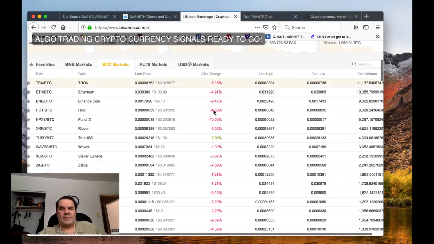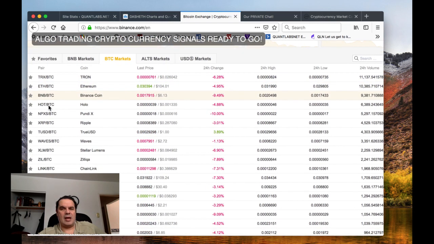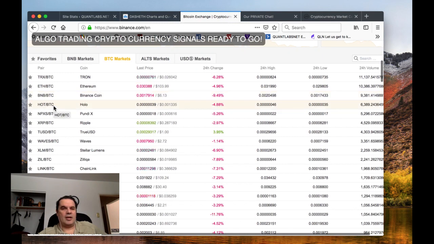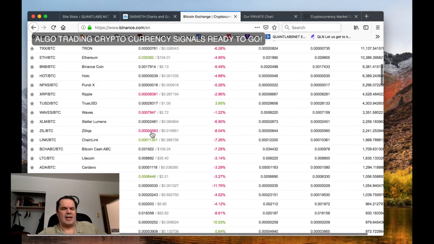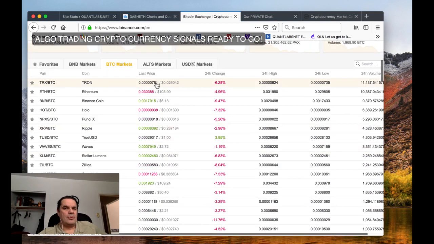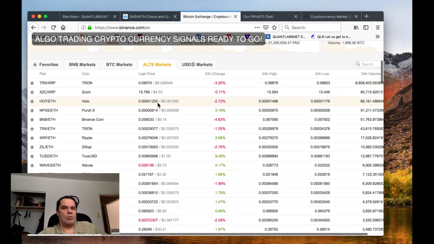So again, the top five movers are Tron BTC, Ethereum BTC, BNB BTC, and then our next one is definitely the Tron against XRP. So those XRP coins, the base coins, are going to start doing quite well because of the volume when it's XRP. This one, the Zed coin's not doing all that great. So those are your movers right now.